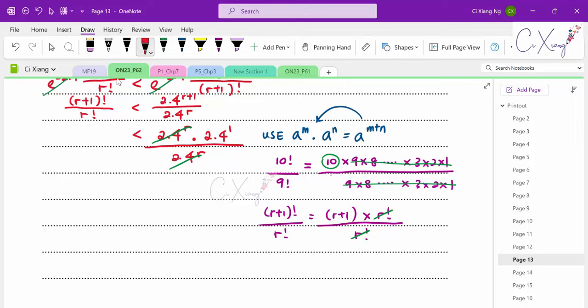So what we have in the inequality here is also the same. I'm having r plus 1 here. From here, I think you can see very clearly that r plus 1 should be smaller than 2.4. Hence, r should be smaller than 1.4.